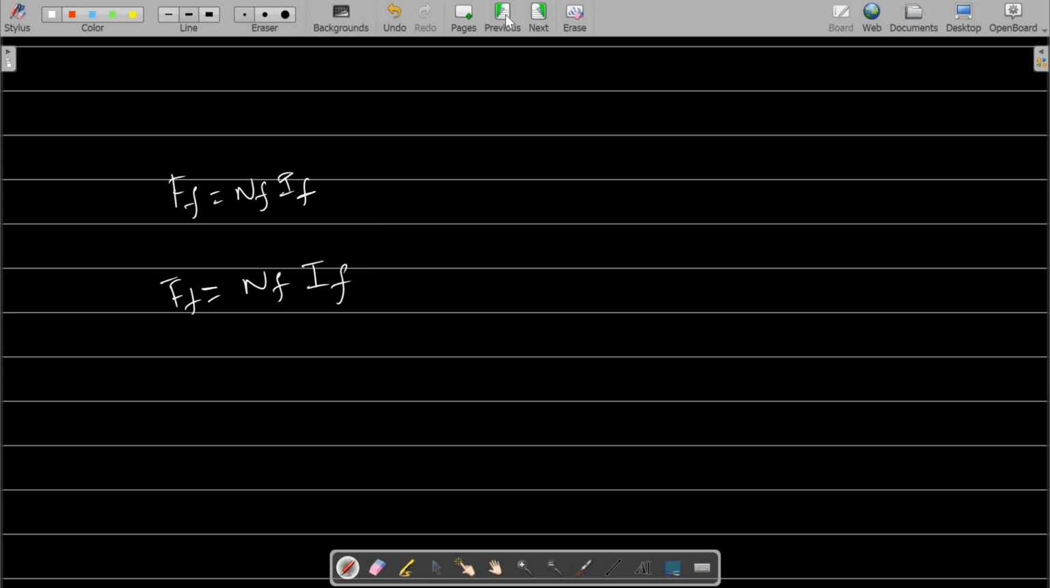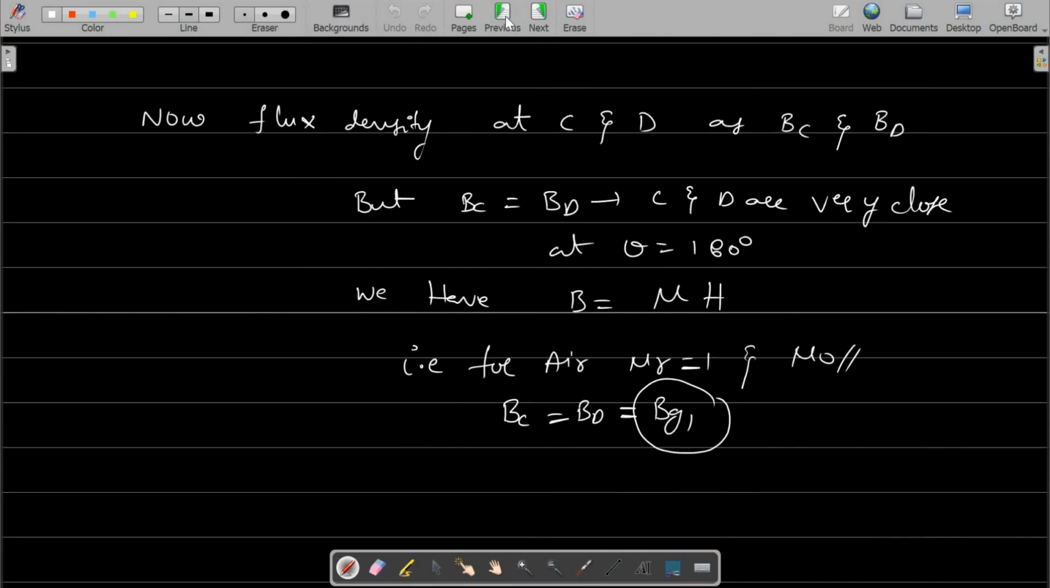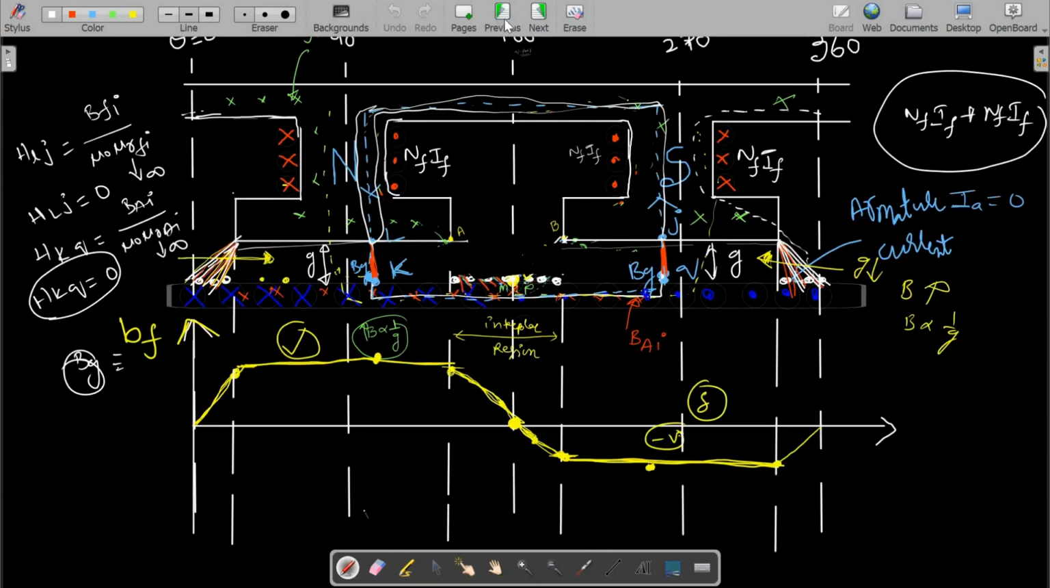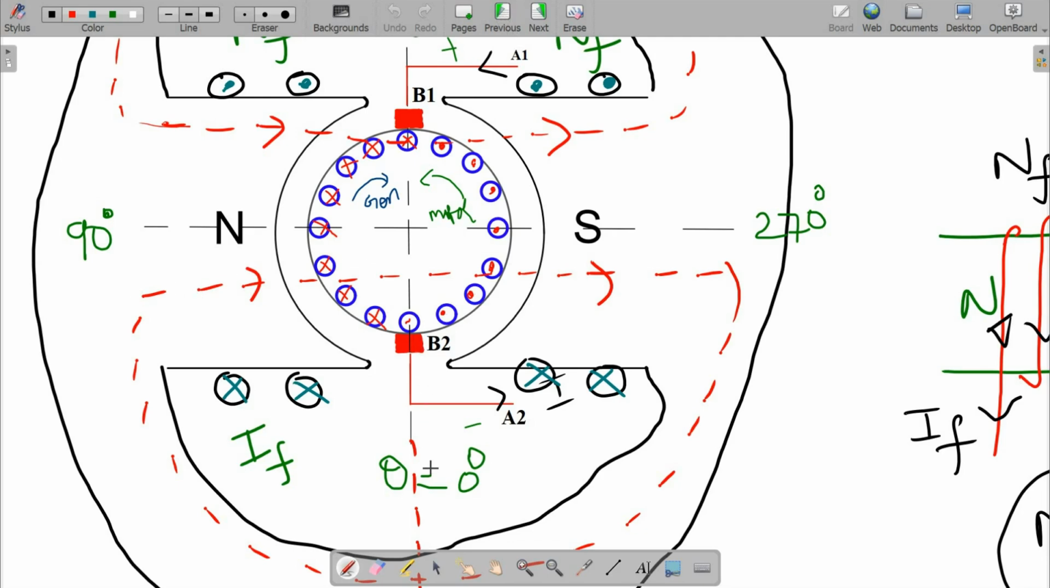Take this circular machine and start representing it in space phasor form like this. This is the Q axis, and this is the D axis. I started counting from theta equal to 0 degrees here, then 90 degrees on the D axis, then 180, 270, and here it is 360.